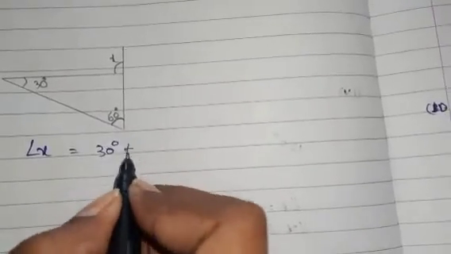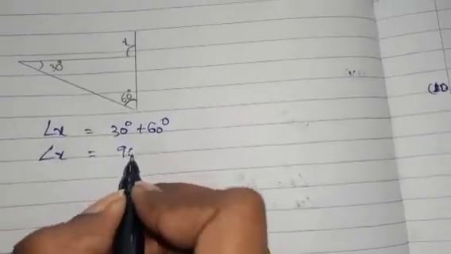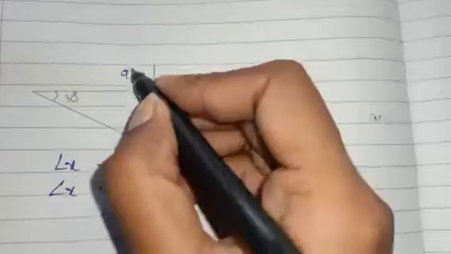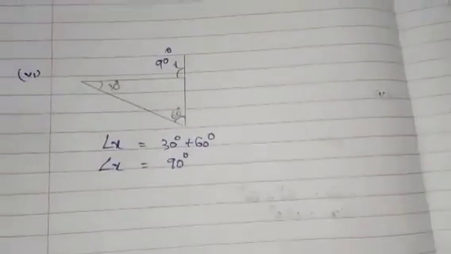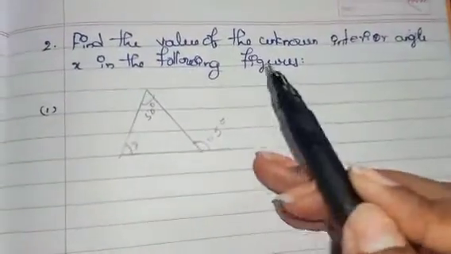Now here also we have to find the exterior angle. The exterior angle is equal to the sum of the interior angles, 30 degrees plus 60 degrees. Then angle x is 90 degrees. So the exterior angle here is 90 degrees. Now the next question: find the value of unknown interior angles x in the following figures.